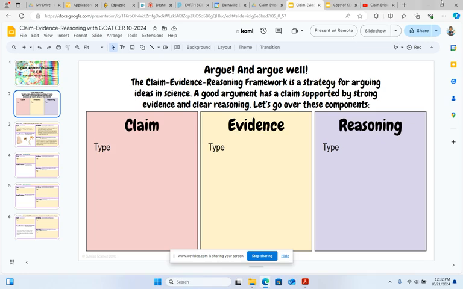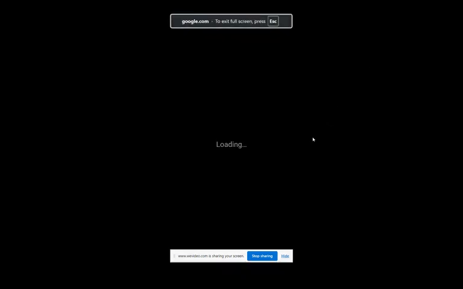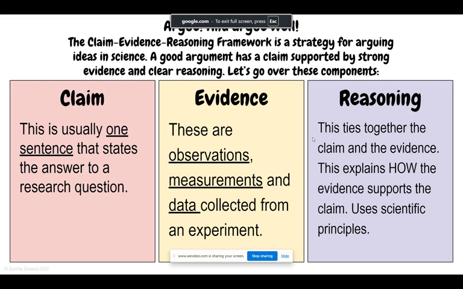So what I'm going to do is switch to this one. Okay. And why don't you go ahead and pause the video? I'm going to read through these. Pause it as needed to write this down or type it into your document. This is like taking notes, right? So what's a claim? This is usually one sentence that states the answer to a research question. Okay, so a one sentence claim.